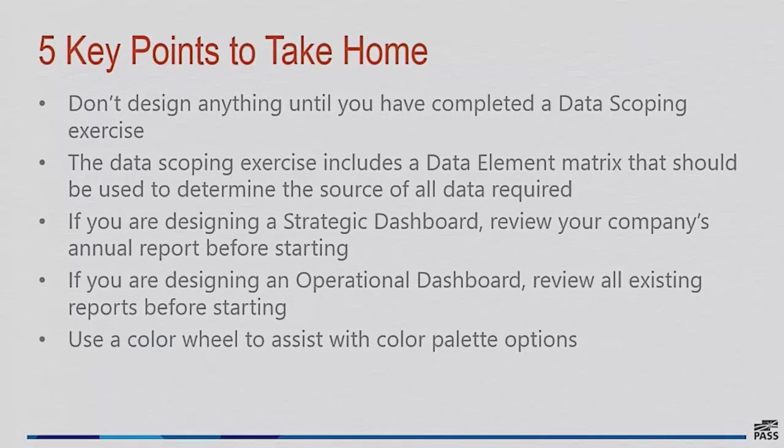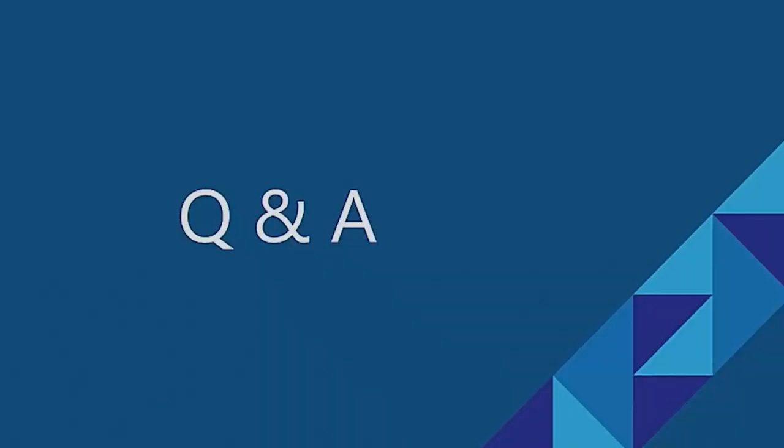If you're designing an operational dashboard, which is usually 80% of them, review all the existing reports because you're doing a bottoms-up approach. If there are any existing reports out there, you start with that analysis and figure out where the overlap is between different reports so you have an idea of what the important metrics are that are being used today. And then finally, there's a color wheel, and we talked about ColorBrewer for different color palettes. Any questions?